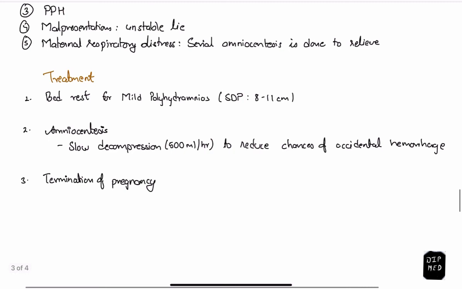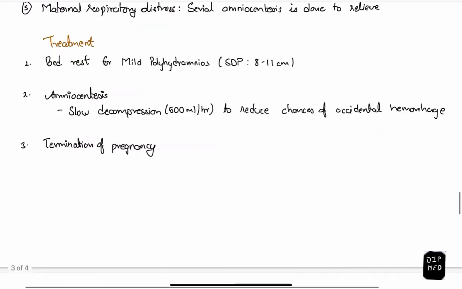Now, the treatment modalities for polyhydramnios include bed rest for mild polyhydramnios where STP is between 8 to 11 cm. Amniocentesis can be done to relieve the maternal distress. Slow decompression is done at the rate of 500 ml per hour to reduce the chances of accidental hemorrhage. If fetal abnormalities are found, termination of pregnancy should be done.